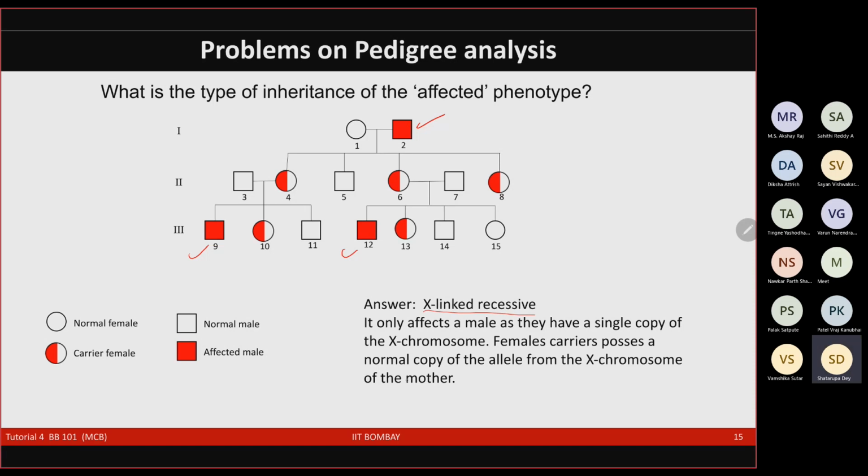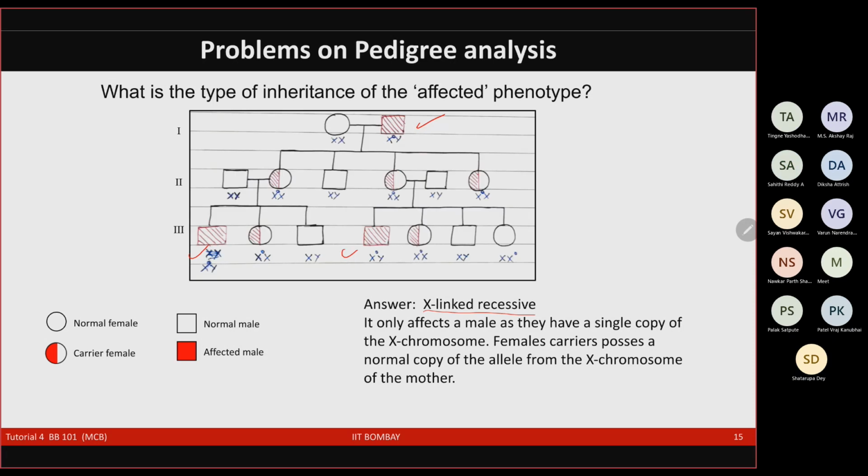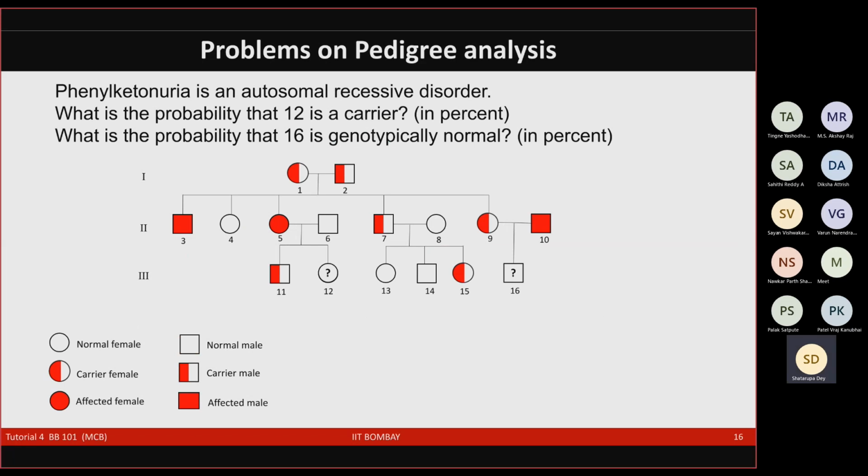It is written here what I just explained, that it affects the males because they have only one copy of the X chromosome. The females, because they have two copies, are mostly the carriers. This is what is shown in case of the genotype. Okay, so this is an autosomal one. They have shown it for phenylketonuria, which is an autosomal recessive disorder.